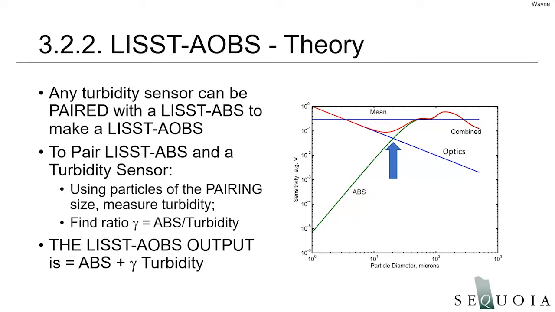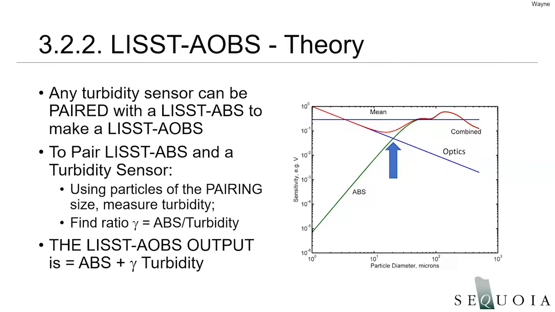So it's possible to match any turbidity sensor to an ABS in order to create your own AOBS. You just need a set of pairing particles that we actually can provide and a license to pair them that we also can provide. This is a patent pending method, so that is a requirement. Then you find the ratio of the ABS output to the turbidity output, where you're measuring with both sensors at the same time. This gives you gamma. The combined output, the LISST-AOBS output, is then ABS plus gamma multiplied by the turbidity.